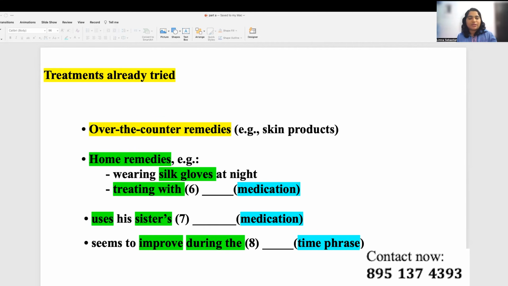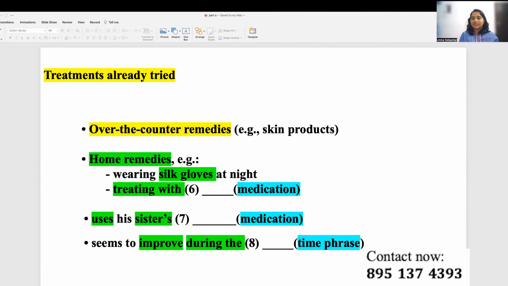Okay, so under home remedies, wearing silk gloves at night. Here the keyword is silk gloves. So we should listen for silk gloves because after the silk gloves, our answer will come. Okay, another one, treating with dash. So we know treating with any medication, any ointment or cream, because they are talking about the skin of the hand. Maybe as a health professional, we can predict like that. Maybe medication related to something, creams or ointments, something we can predict.